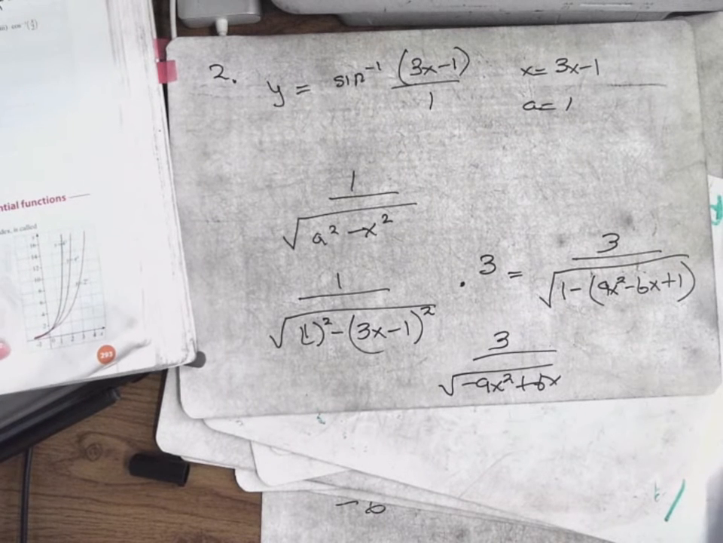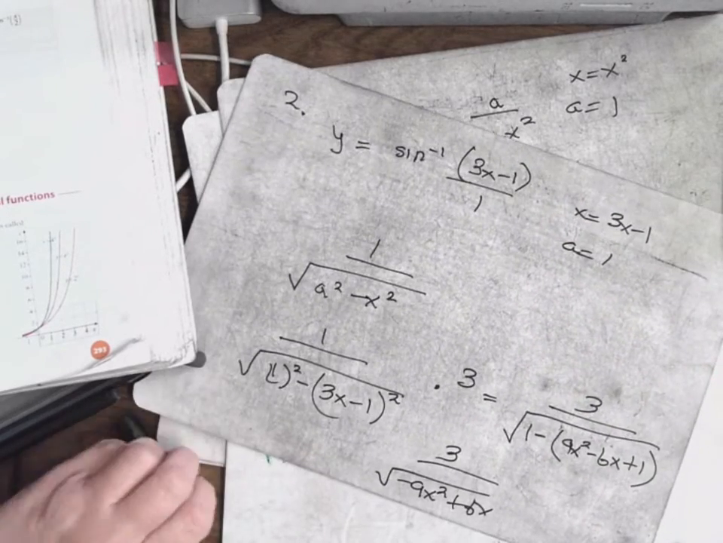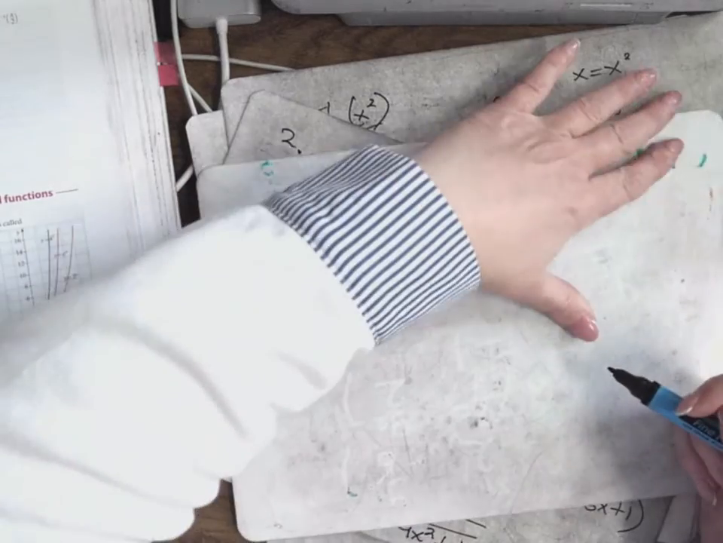And 5? Right, okay. So 5, they told you to use the product rule. Right, so I hope you haven't forgotten the product rule.